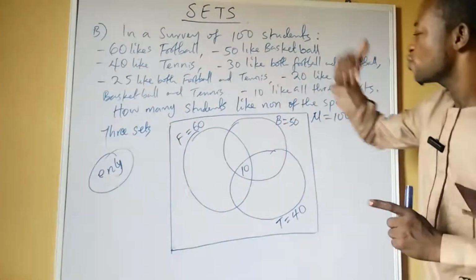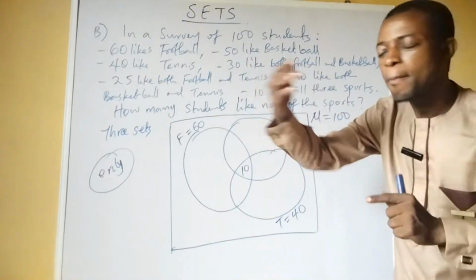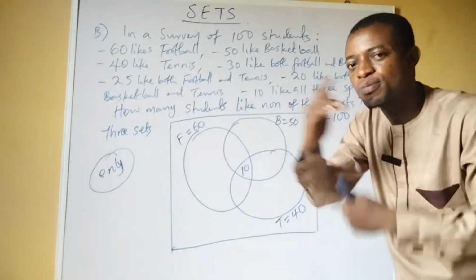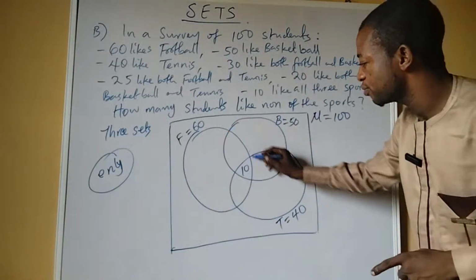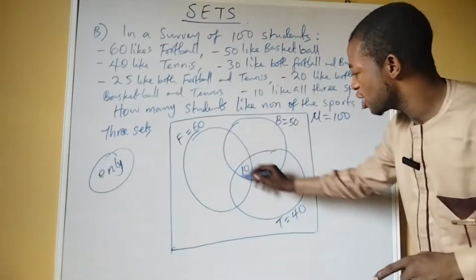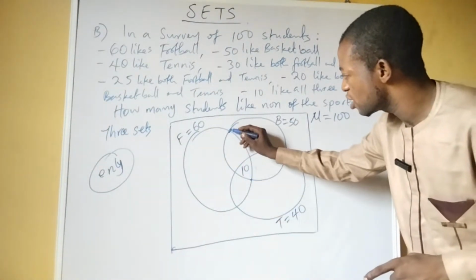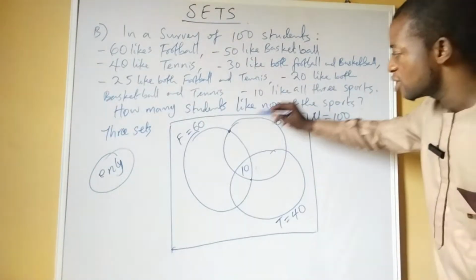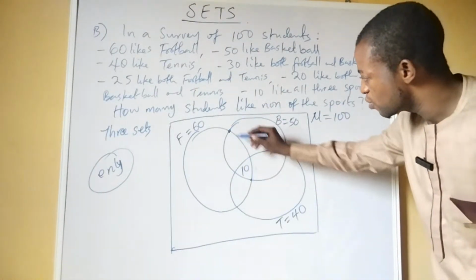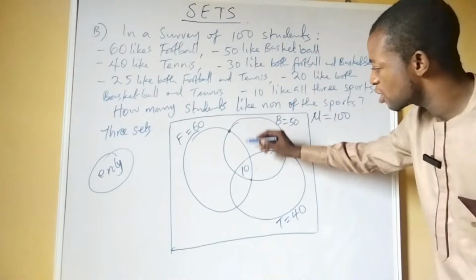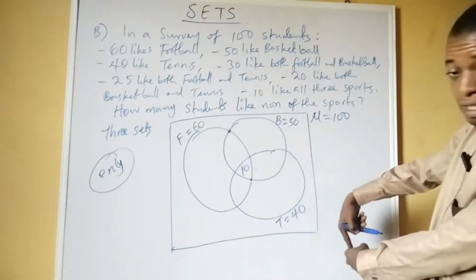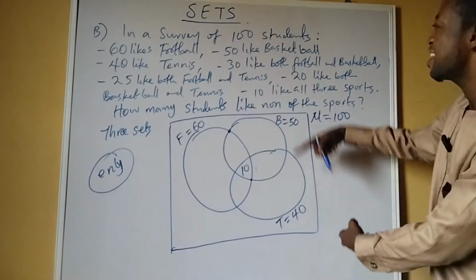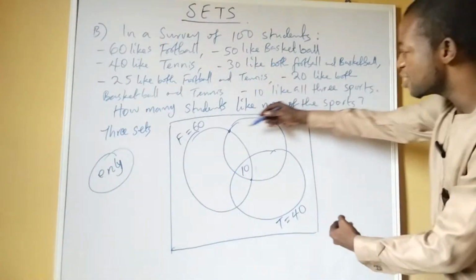Like both football and basketball. Where do football and basketball intersect? That's "both," the intersection. Football here, basketball here. They intersect from here to here. It means that this region from this place to this place is for football and basketball. Okay? And 10 already like tennis. Okay. And everything here should be 30.